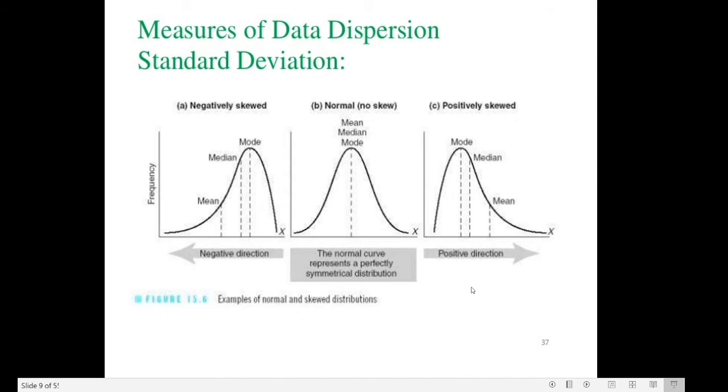Another kind of question is: for a negatively skewed curve, the mean value is less than the mode value. For a positively skewed curve, the mean value is larger than the mode value, where the x value is high. It is an experimental output, and this is how to evaluate it.